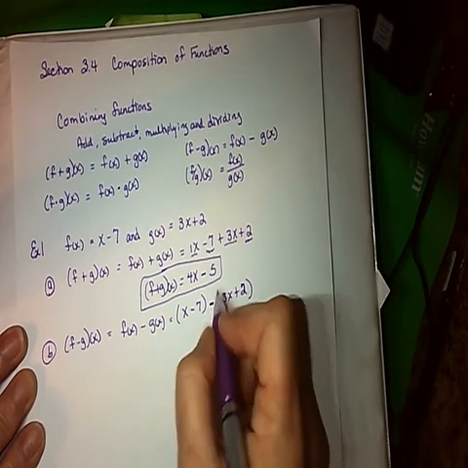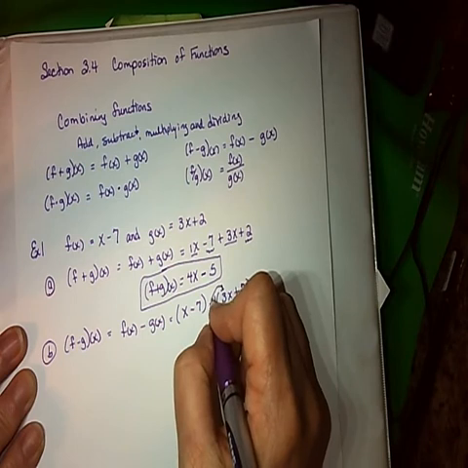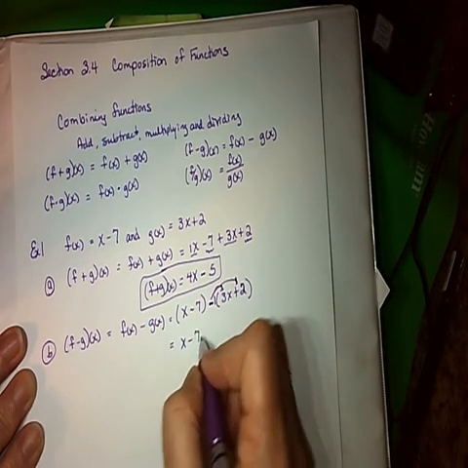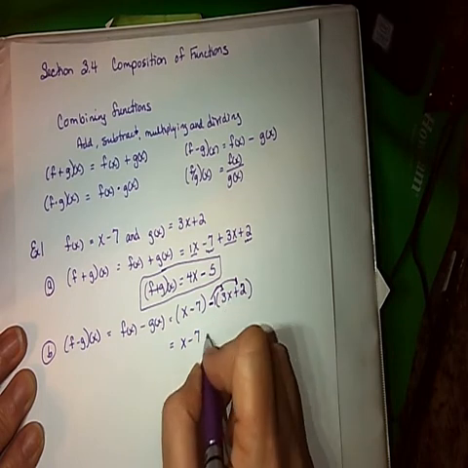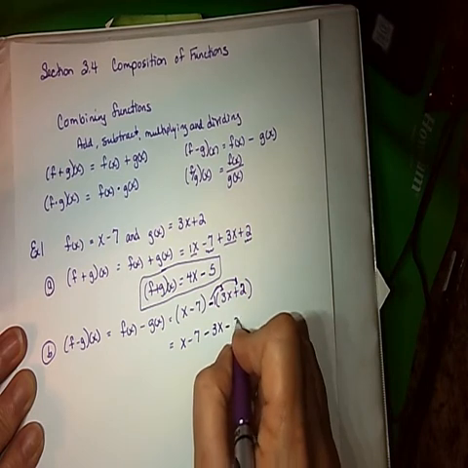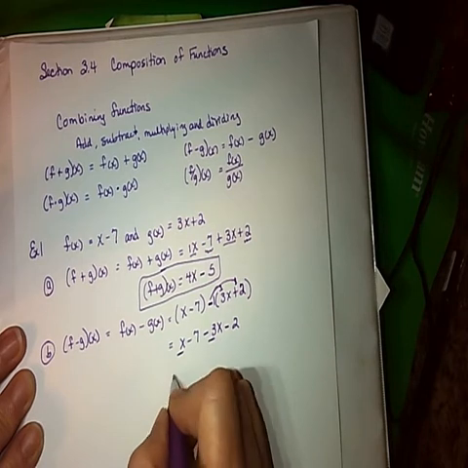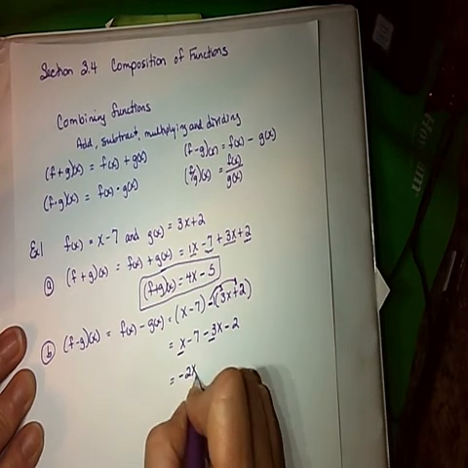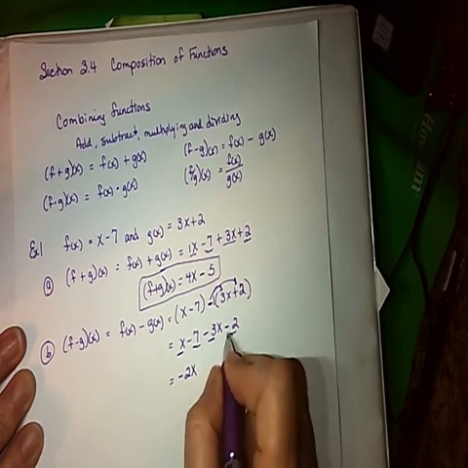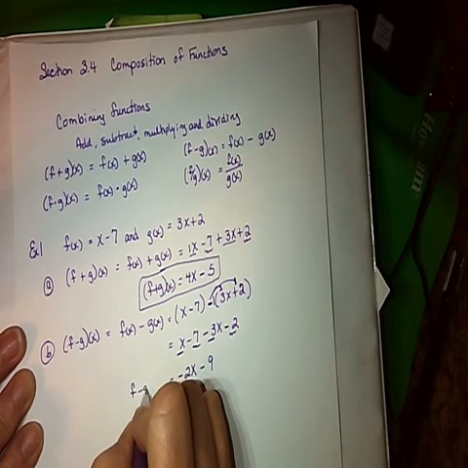This minus also works just like it was a negative 1, and I'm going to distribute that negative 1 to both terms. So I have x minus 7, negative 1 times 3x gives me a minus 3x, negative 1 times a positive 2 gives me a minus 2. Then I'm going to combine my like terms. Positive x, negative 3x equals negative 2x, negative 7 minus 2 is negative 9. So that's my subtraction.